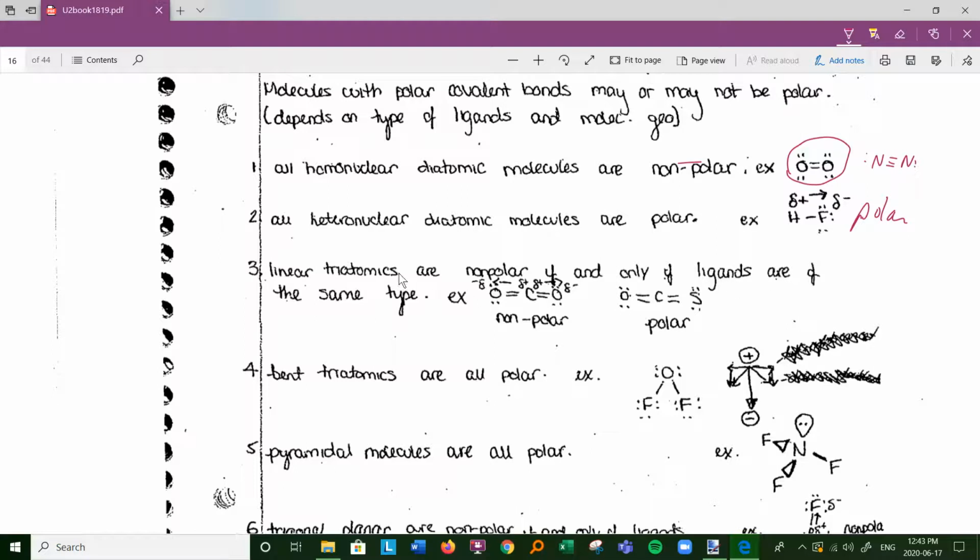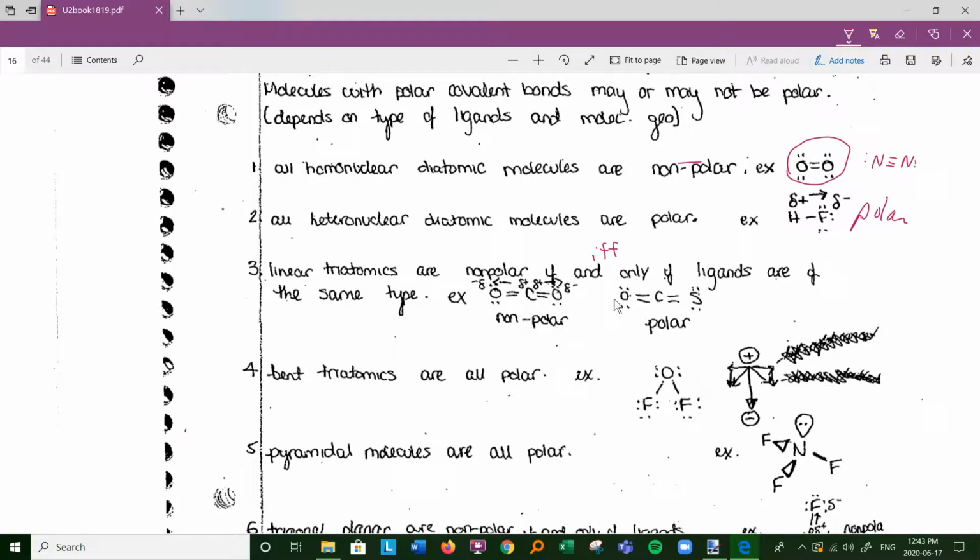If you have a linear triatomic molecule, they're nonpolar if and only if, in math we go IFF, that means if and only if the ligands are of the same type. So in carbon dioxide, oxygen is more electronegative than carbon, so you have a mu bond to the left, but you have the same value mu bond to the right. So it's like taking 3 steps to the left, 3 steps to the right, you end up in the same place you started with. So it is a nonpolar molecule.